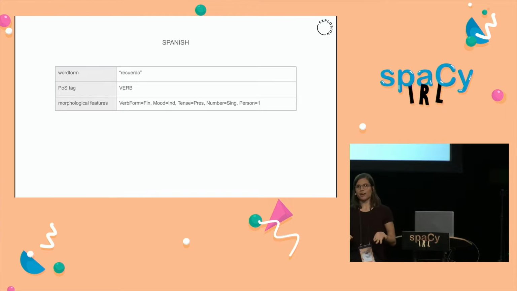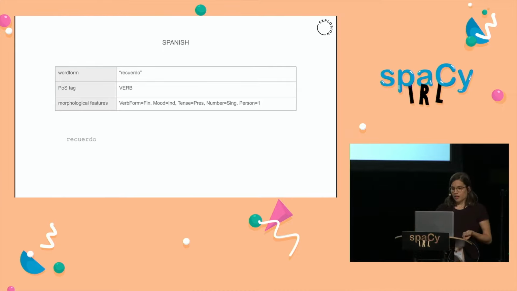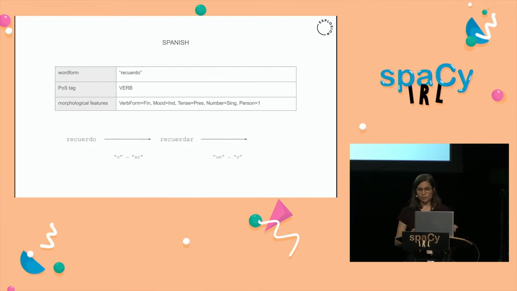And we thought, okay, actually verbs in Spanish mainly also follow certain patterns. So we can apply rules for these too. So for example, if we have the word form recuerdo in Spanish, we first apply the rule that applies to all the regular verbs, which says just take out the last O and add AR at the end. And we come up with the lemma recuerdar, which is not correct. So we have to apply a second rule, which changes the vowels in the middle, and then we can finally come up with the correct lemma.